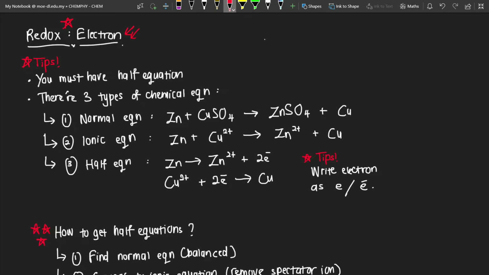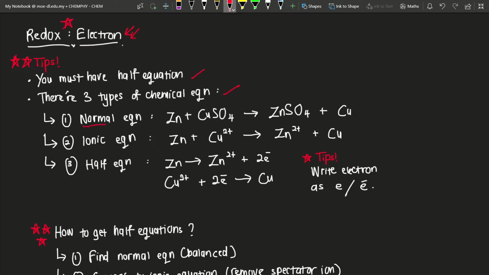So hereby, you can see I've already prepared the tips for you guys. First tip, you must have half equation. Untuk mengenal pasti tindak balas redox berdasarkan elektron, you guys kena ada persamaan setengah. Second step, you guys kena tahu ada 3 jenis persamaan kimia. There are 3 types of chemical equation.